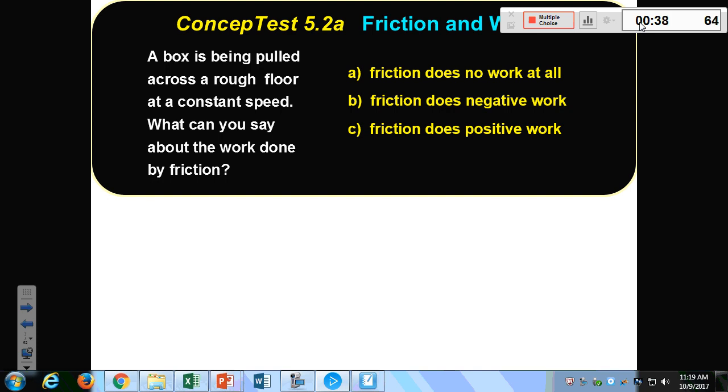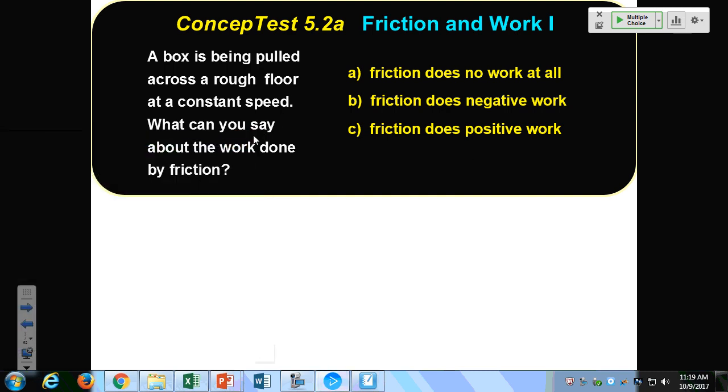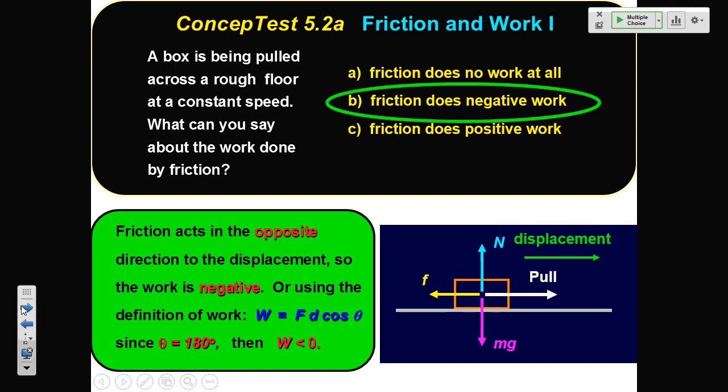All right, let's stop at 43. Okay, good. B is right. Friction does negative work because friction always opposes the direction of motion. So that force and displacement are in opposite directions.